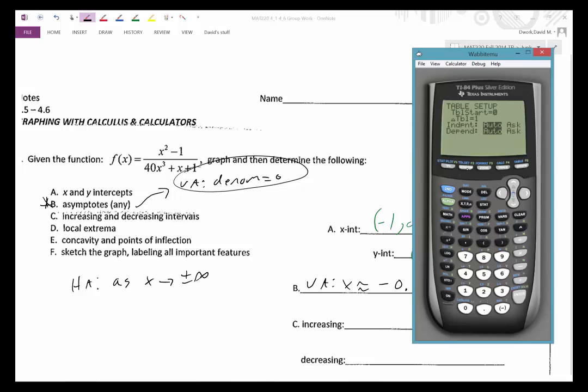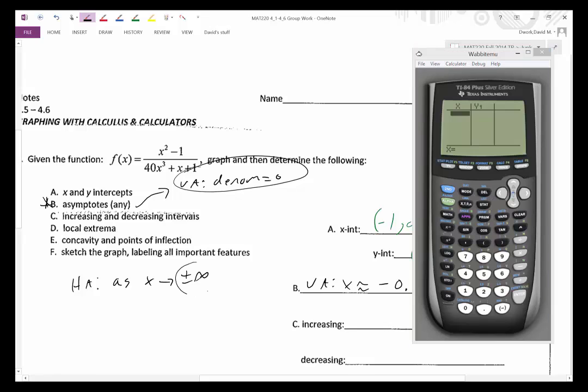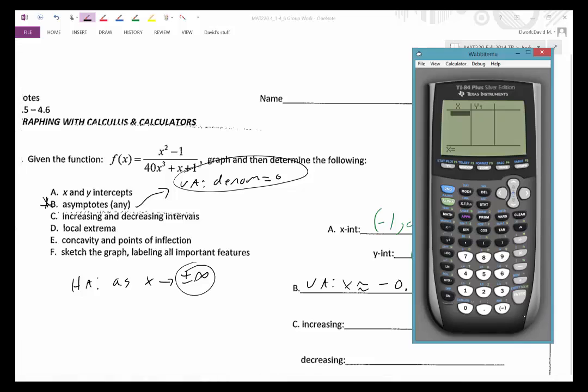I can use my table, so I'm going to go second table set, and I'm going to change my table to ask instead of auto. This way, when I look at the table, I can type in any number I want. Now I can't type in infinity, but I can type in a large number. So if I type in a very large number, my calculator will tell me what the function is evaluated at that number.